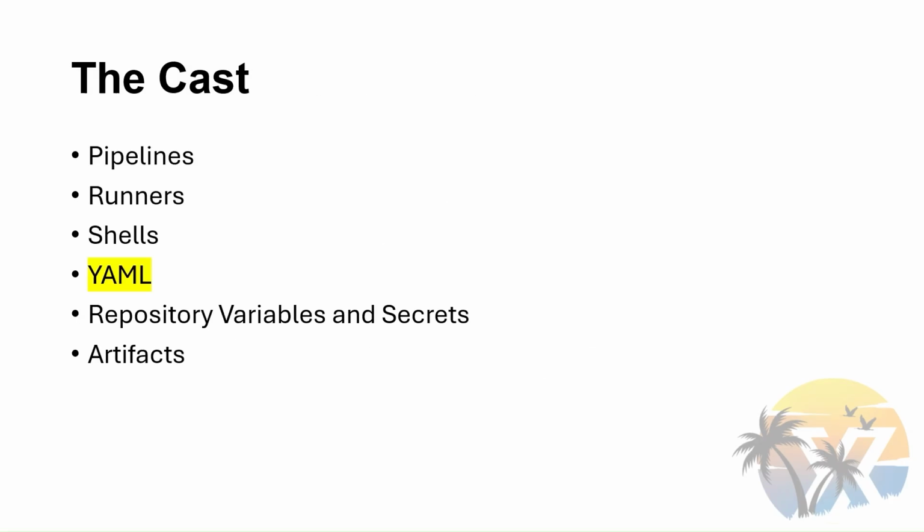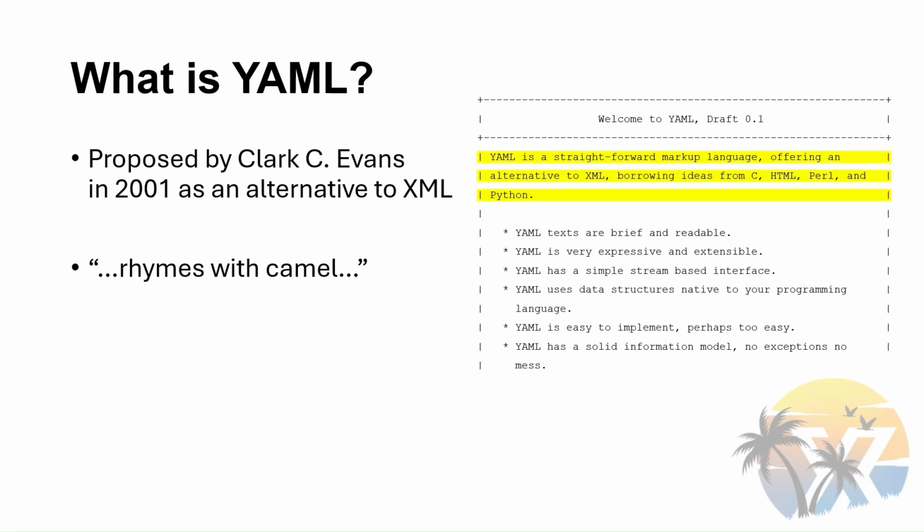YAML. We're on to YAML files. What is YAML? Proposed by Clark C. Evans in 2001 as an alternative to XML. It rhymes with camel. I thought that was pretty important to include in our presentation here. So YAML is a straightforward markup language offering an alternative to XML, borrowing ideas from C, HTML, Perl, and Python.